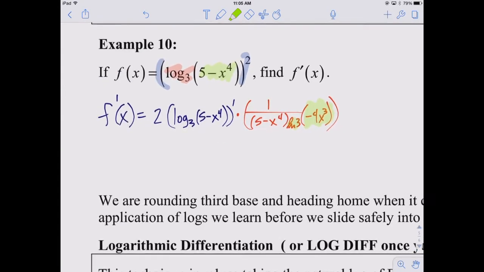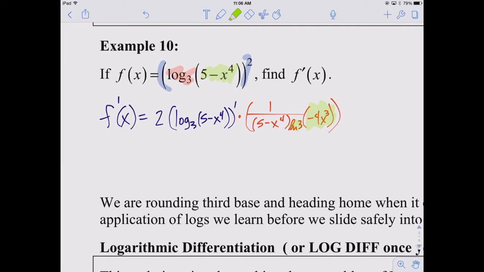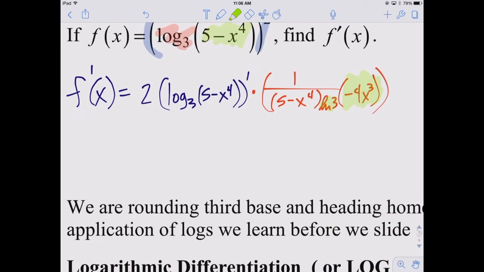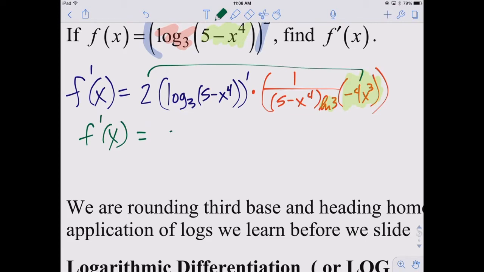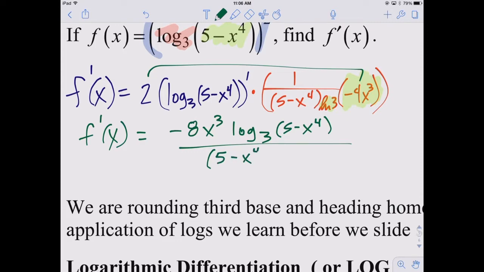Okay? And that's it. You want to try and clean it up? Yeah, I don't want to try either. I want to be successful, so let's just do it. f prime of x equals, let's see, I got a 2 times the negative 4. That's going to be negative 8x cubed log base 3 of (5 minus x to the 4th) all over (5 minus x to the 4th) natural log of 3.